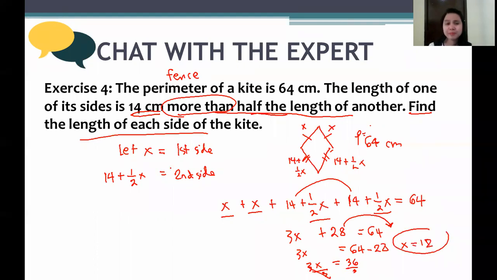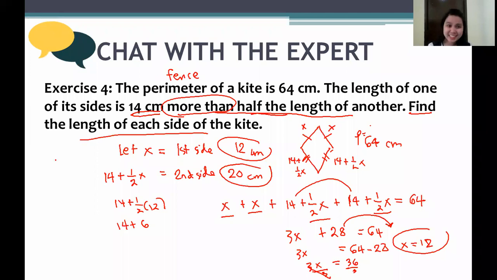But we're not yet done. Remember, what's the first side? That's 12 cm. What's the second side? Let's substitute. 14 plus one half of 12. One half of 12 is 6. You add 14. The second side is 20 cm. Let's check. Okay? Let's draw our kite. 12, 12, 20, 20. That's 40 plus 24. The perimeter is 64. So our answer is correct.